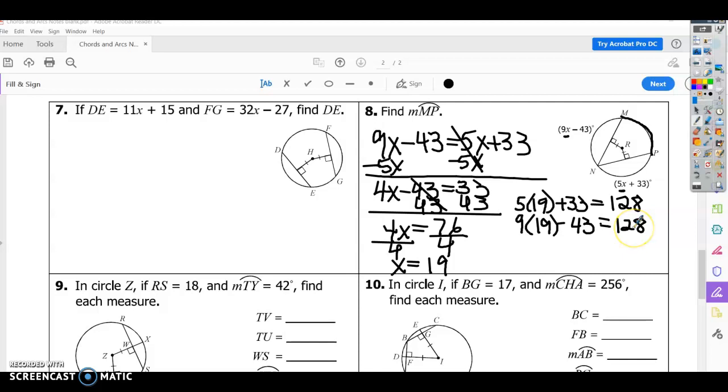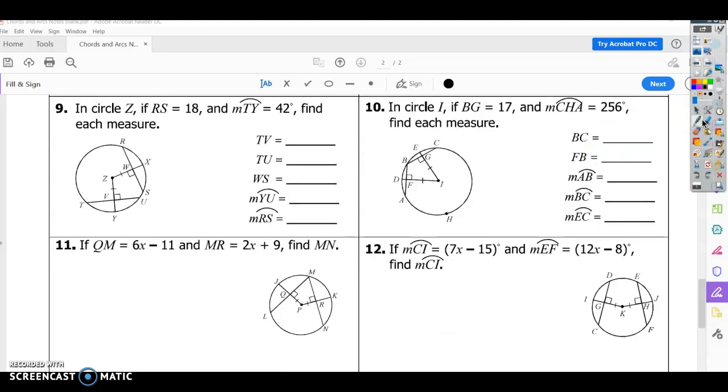All right, now I know that the whole circle is 360. That's something that you need to remember no matter what you're working on, is that the circle is 360 degrees. If you have a semicircle, it's 180 degrees. All right, so if I take 360 and subtract 128 twice, that gives me MP. So the measure of MP equals 104. And again, if you take these three arc lengths and add them up, that is 360 degrees.